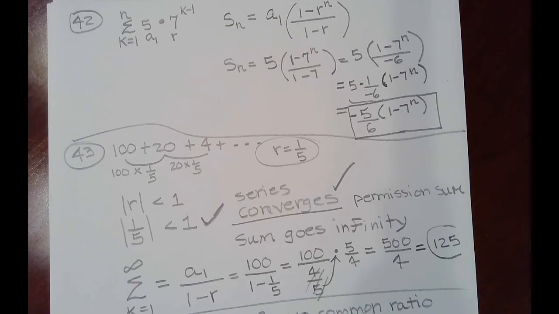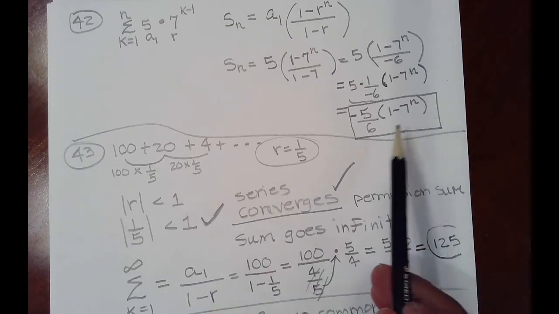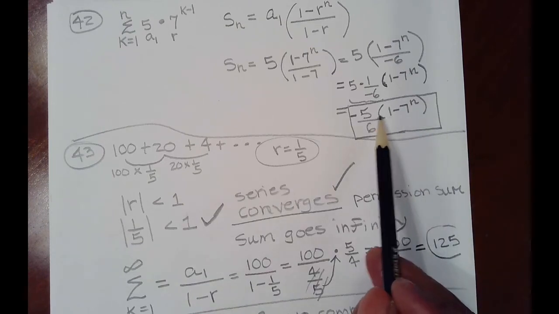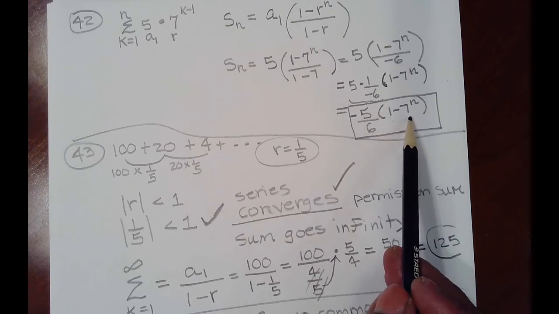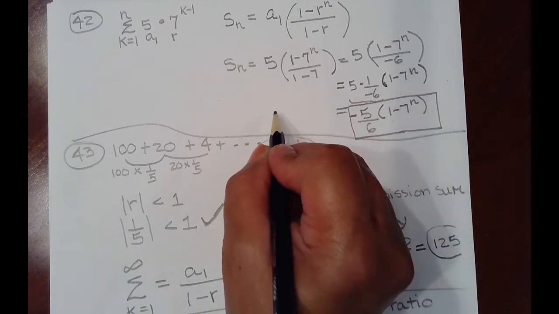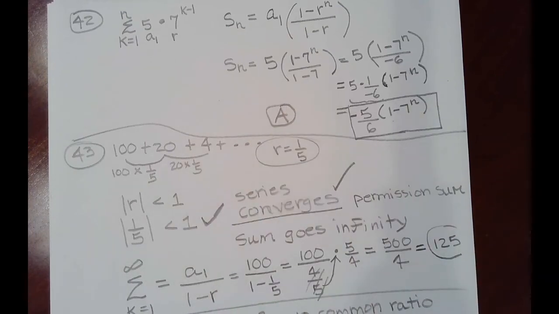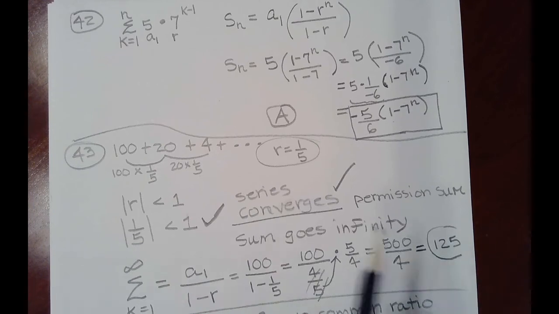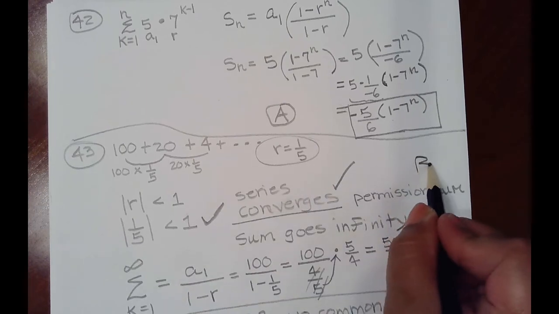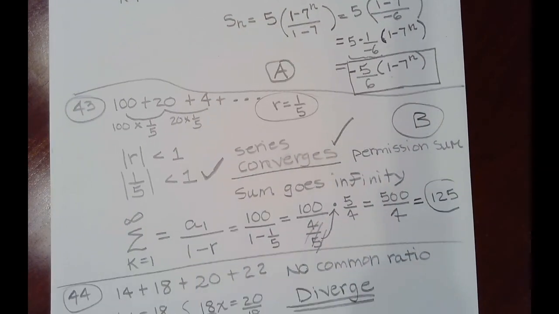42 on the practice test, this choice that we came up with, negative 5/6 times 1 minus 7 to a power of n, that was choice A. For 43, even though I believe you have an answer key attached to your practice test, 43, 125, and it does converge, that was choice B. And then for 44, diverges, that was choice D.